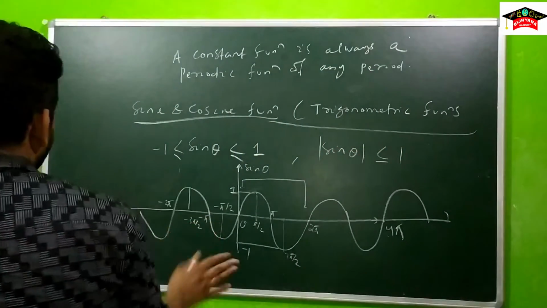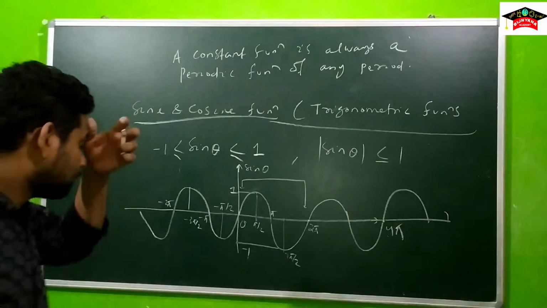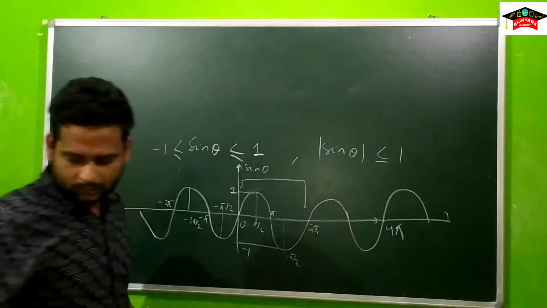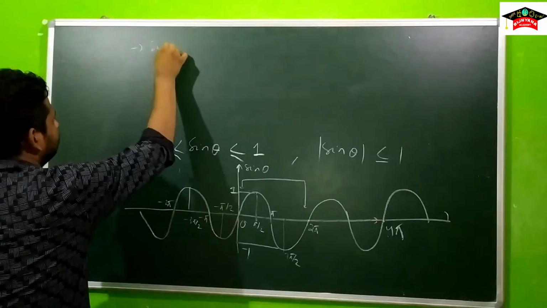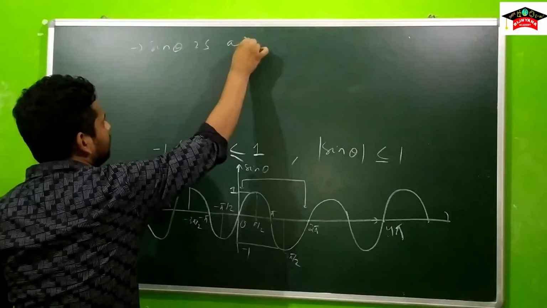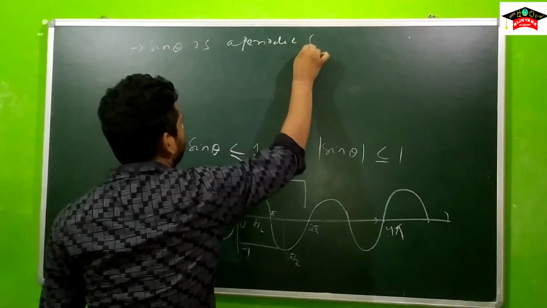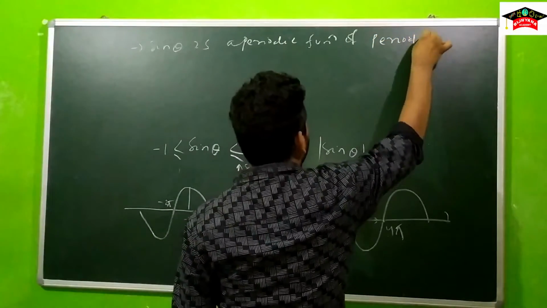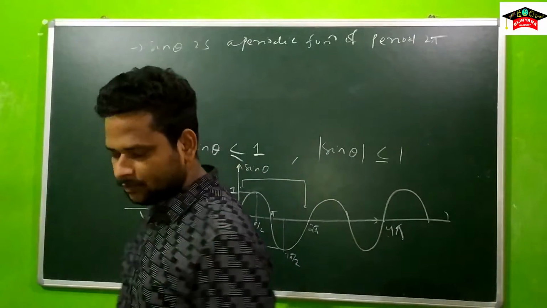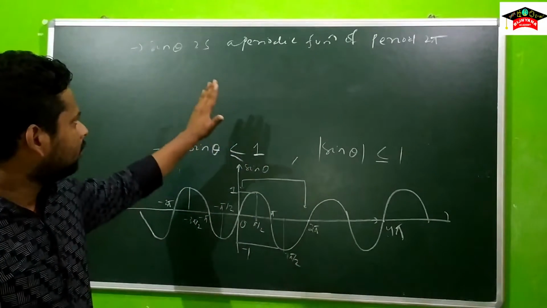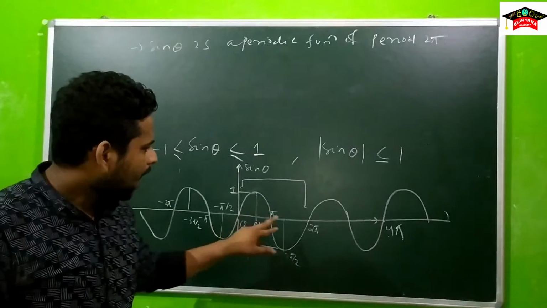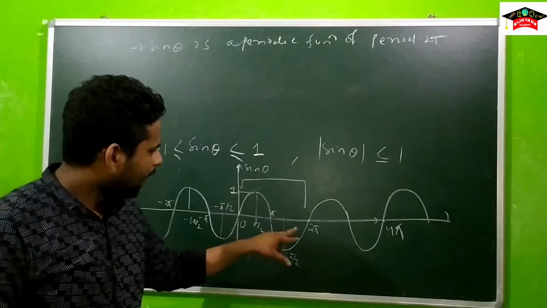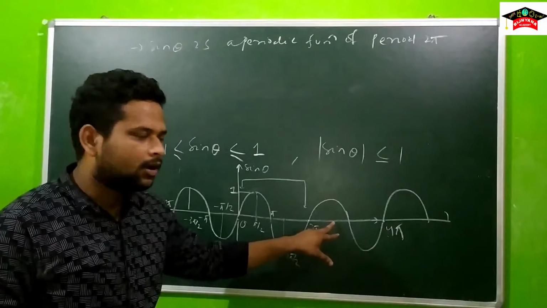Similarly, cos theta can also be proved. So I can write here: sin theta is a periodic function of period 2 pi. That means for a period of 2 pi, it repeats its value. At 0 it is 0, and at 2 pi it is also 0. At pi by 2 it has the highest value, and if you add 2 pi to pi by 2, it will also give the highest value.